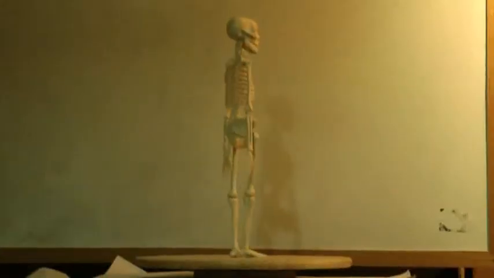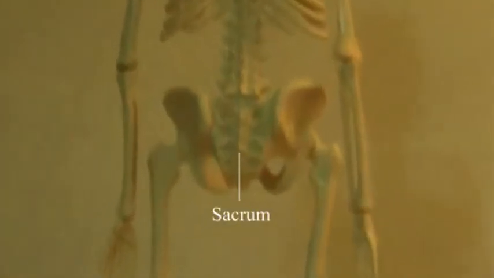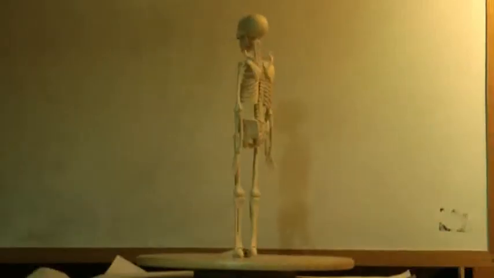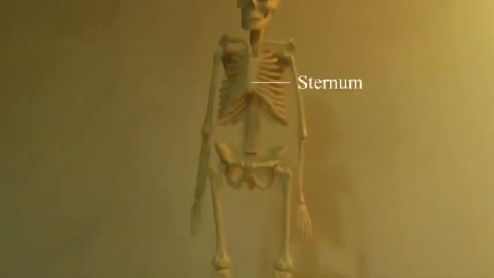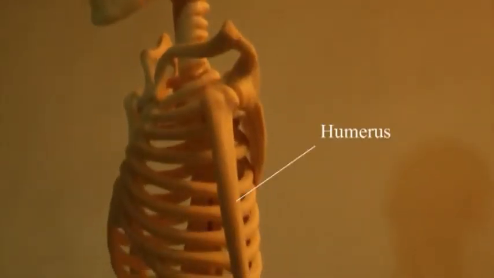The hips consist of a left and right coxal bone, and a bone between them called the sacrum, which connects to the vertebral column. Ribs branch off from the vertebral column and connect at the front of the body to the sternum. The clavicles at the front and the scapulas on the back of the body connect to the upper arm bone called the humerus.